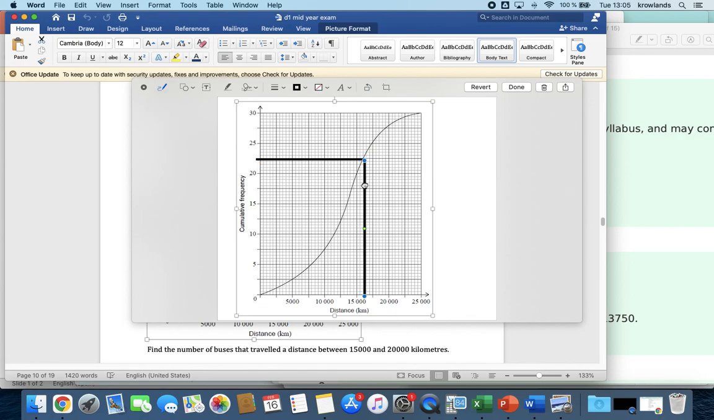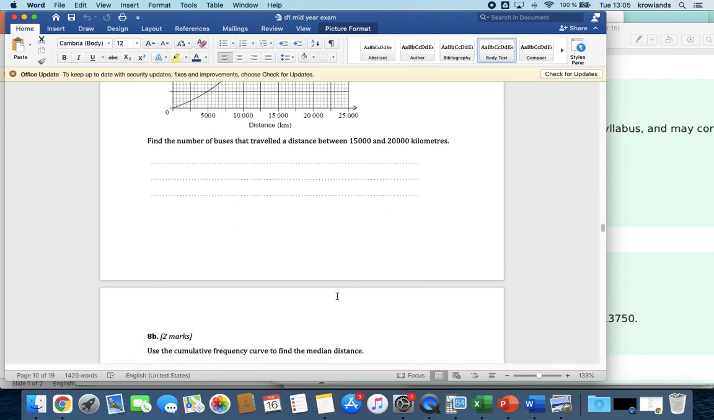And this time I notice it's 2 boxes from the 15,000. So each jump is 5,000. So we need to find 2/10 of 5,000. There might be another way you like doing this, but I think this is the easiest. This is therefore going to be 1,000. So this is going to be 16,000 after 2 boxes, because 2 boxes 16,000, another 2 boxes would be 17, another 2, 18, another 2, 19, another 2, 20. So you can always check your answer like that. So 16,000 for the upper quartile or quartile 3.